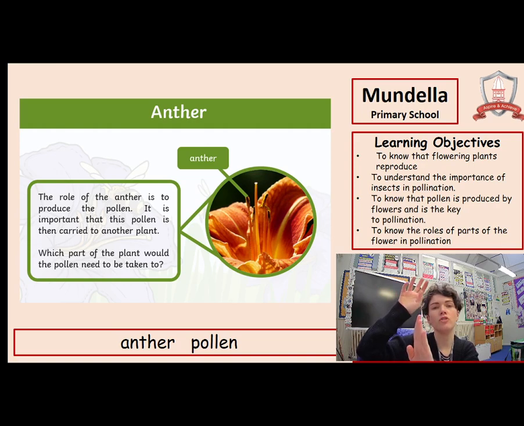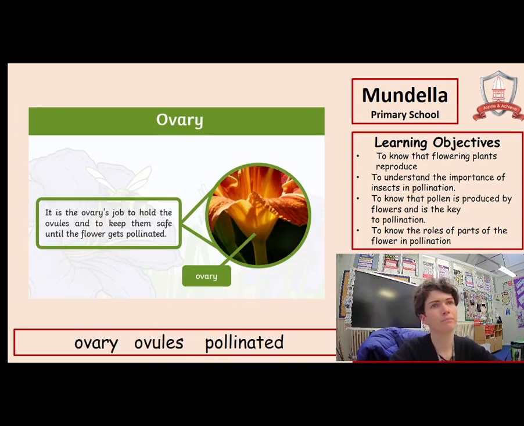Okay, so I showed you in that first comic strip image series that the pollen is taken to another plant of a similar kind by either insect, could be by the wind, birds, bats. In that process, it's called pollination, and it's there that allows the reproduction to take place. The ovary, it's the ovary's job to hold the ovules and to keep them safe until the flower gets pollinated. So the ovary there is towards the base, towards the stem there.